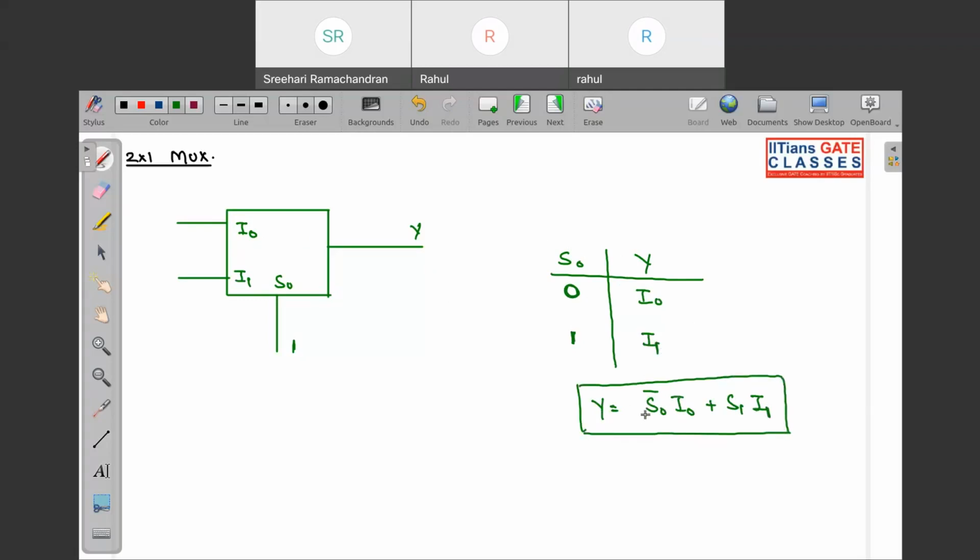So Y is equal to S0 complement I0 plus S0 I1. When S0 is equal to 0, I0 will be selected. When S0 is equal to 1, I1 will be selected. Is this clear? Tell me, anything you want to ask, Srihari? Nothing, sir. Okay. So, have you completed your BTech, Srihari? Yes. Okay, fine, good. So this is your 2 cross 1 multiplexer.